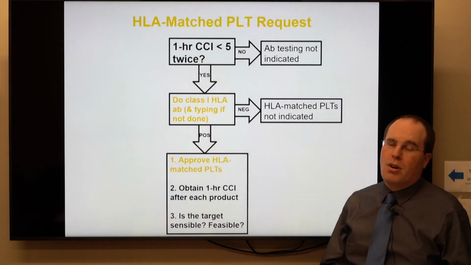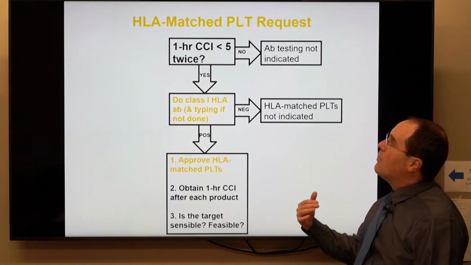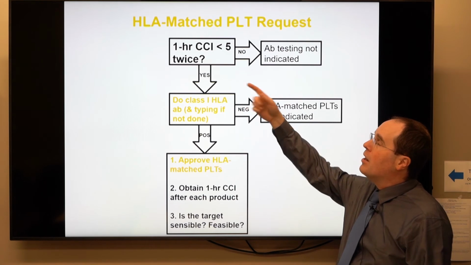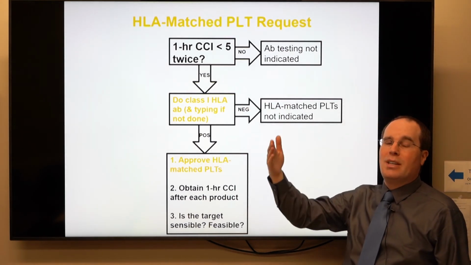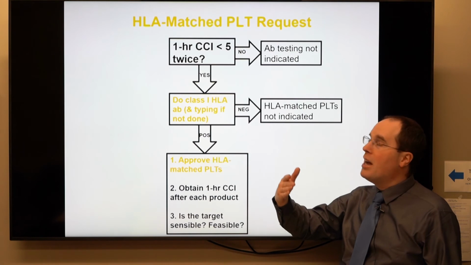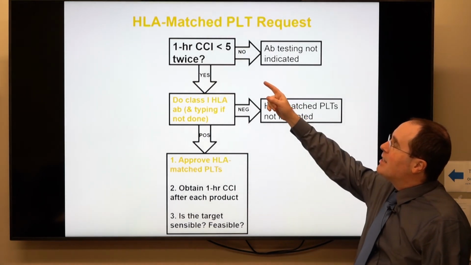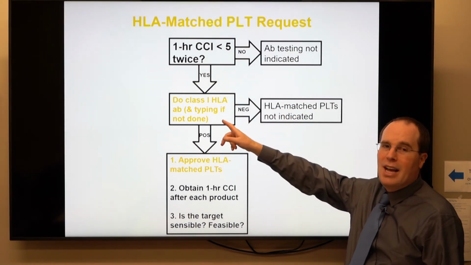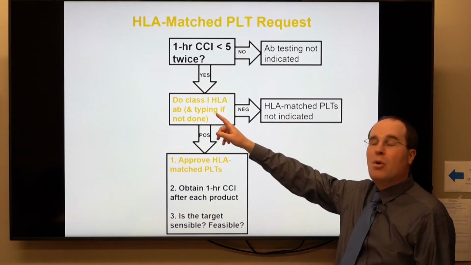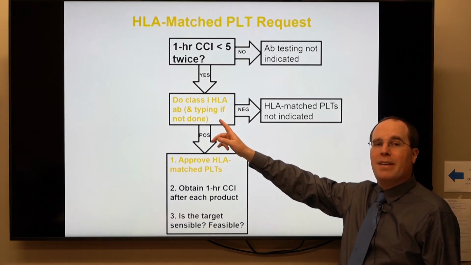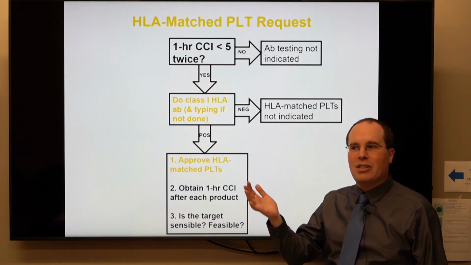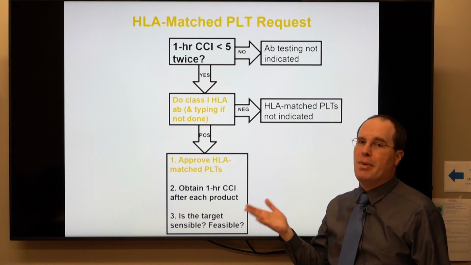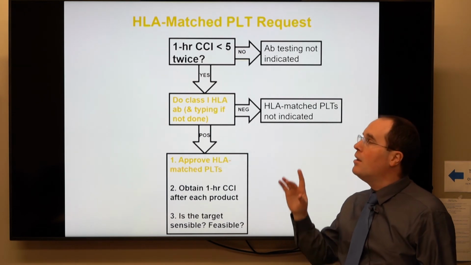So I like flowcharts and algorithms and such. If we were to use the HLA-matched strategy, we start with, okay, what is the CCI? So we need the 1 hour or less post-transfusion counts. If that is less than 5 twice, then we're going to do some class 1 HLA antibody testing. And we'll also throw in the class 1 phenotyping if it has not already been done. In many cases, it's already been done because most of the time these patients are bone marrow transplant patients. So they already have an HLA phenotype.